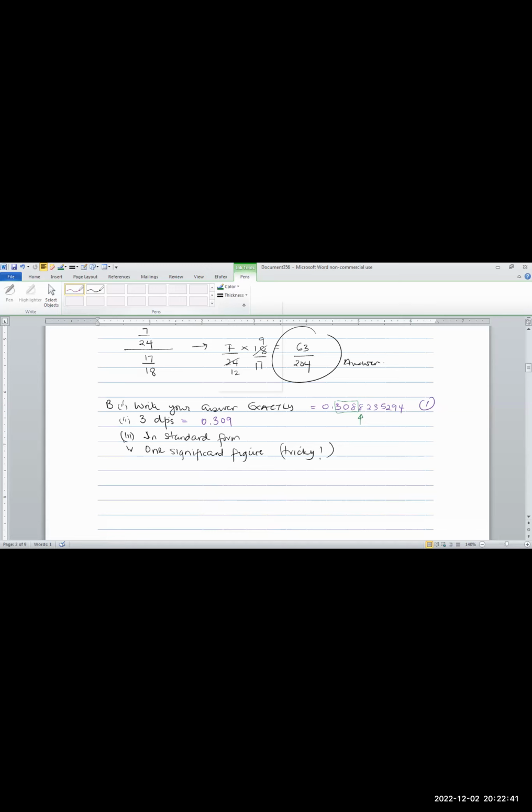Where do I go? In standard form, what do I have? Talk to me. Sir, 3.08823595294 times 10 to the power of -1. Everybody agrees with that?